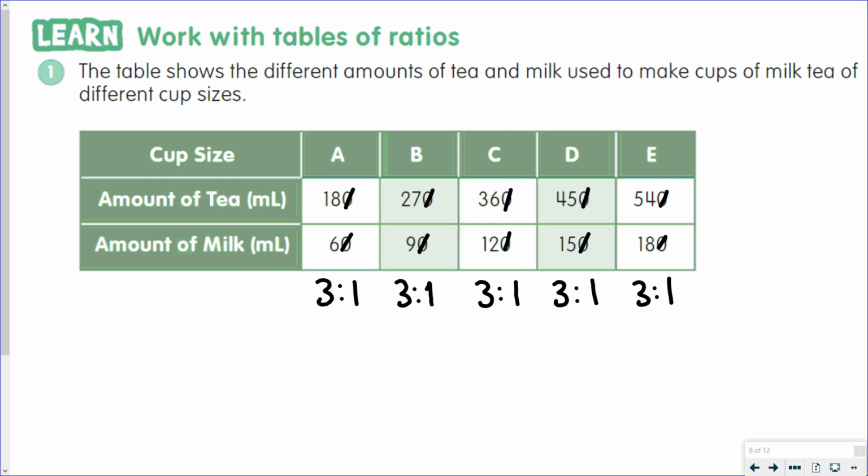And that's usually how ratios work, is you have that initial ratio, you need 3 parts of tea to 1 part of milk, and then depending on how much you use of one, that'll determine how much you use of the other. And you want to keep those ratios consistent as you go through.